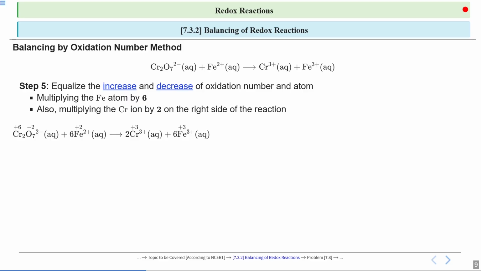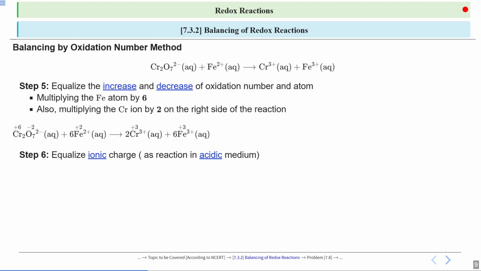Cr2O7 2 negative plus 6 Fe2 positive gives 2 Cr3 positive plus 6 Fe3 positive. So we have multiplied the iron by 6 on both reactant and product, while we have only multiplied the chromium by 2 on the right hand side, as I have already told you that the requirement is according to the chromium atom.